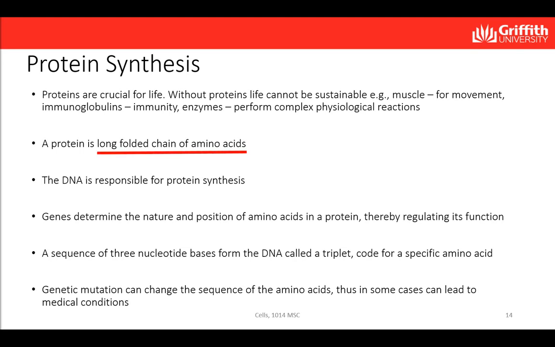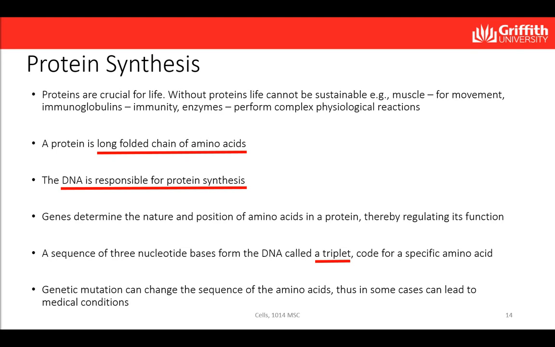A protein is a long folded chain of amino acids. The process of protein synthesis is controlled by DNA, which determines the nature and position of an amino acid in a protein, thereby determining its amino acid sequence and therefore its function. A sequence of 3 nucleotide bases in the DNA is called a triplet and codes for a specific amino acid. The sequence of triplets in each gene gives precise instructions on how a particular polypeptide is to be made. It specifies the number, type, and order of amino acids needed to build a particular polypeptide.